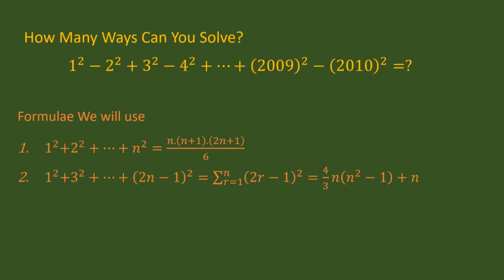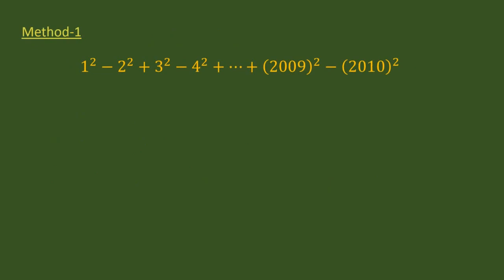So let's start with method 1. First, we denote this quantity by S. Now add and subtract 2 square, 4 square, up to 2010 square. So what we have to do is add and subtract these quantities.